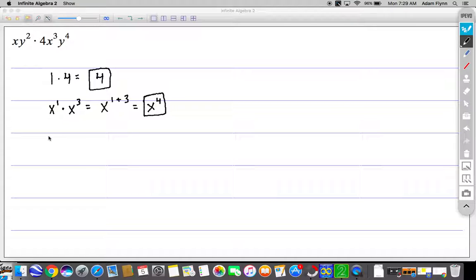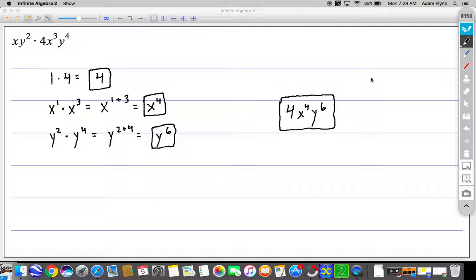Okay, now we need to take care of our y's. So we have 2 y's on the left side and 4 y's on the right side. So to simplify this, we'll use the product of powers property. So we will add the 2 and the 4 together. We end up getting y to the 6th. So our final solution will be 4x to the 4th y to the 6th. Pause the video if you need more time.